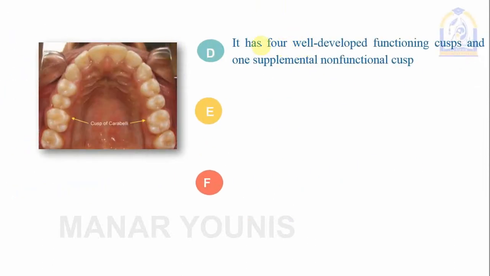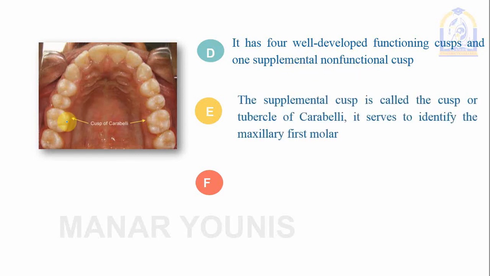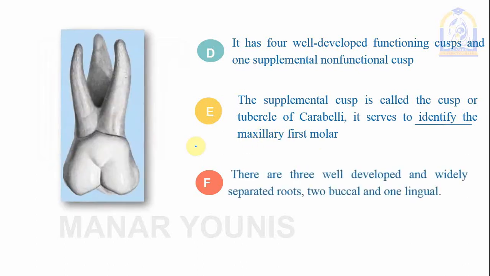It has 4 well-developed functioning cusps, 2 buccal and 2 lingual. In addition, there is 1 supplemental non-functioning cusp called the cusp of Carabelli, or the 5th cusp, considered as an identification feature for the maxillary first molar. It's only present in the maxillary first molar. The maxillary first molar has three well-developed roots. They are widely separated, then they converge apically. The two buccals are shorter than the large lingual root.